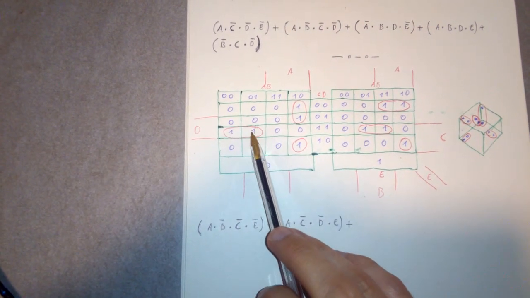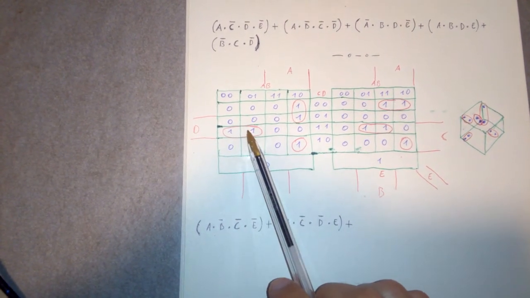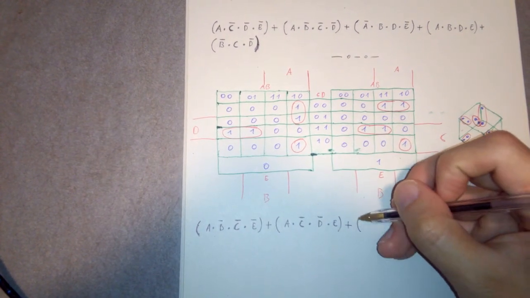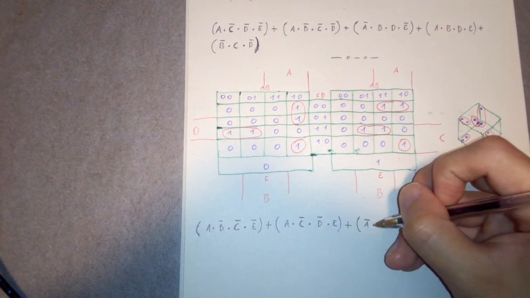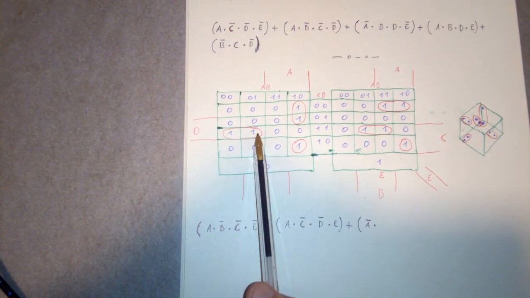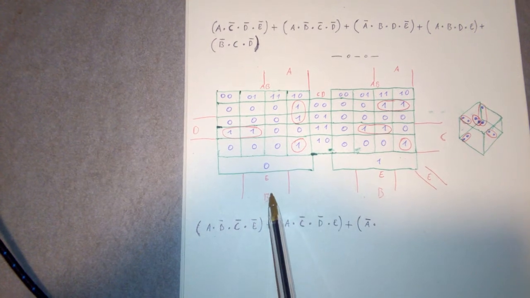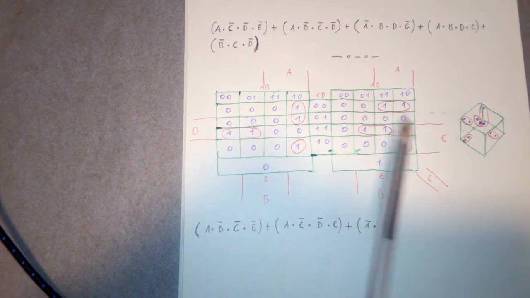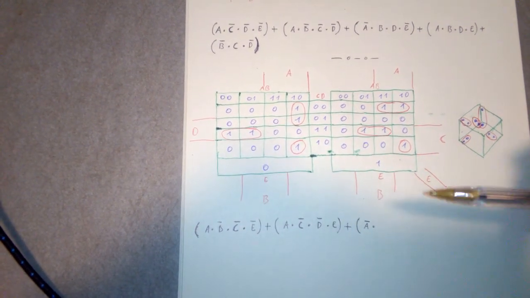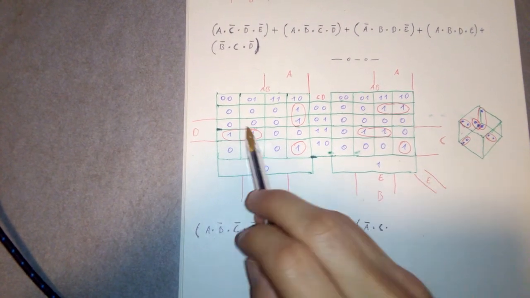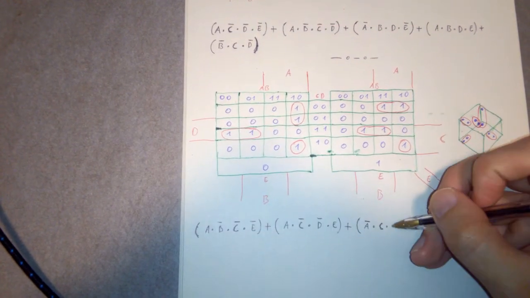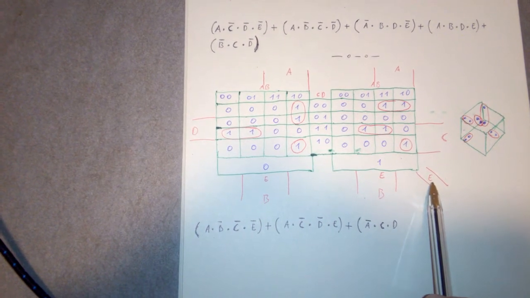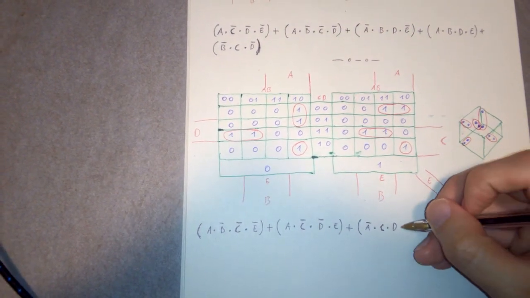Now we're going to move to this group here. This group here is completely outside of A, so we're going to have A naught times. It's half inside and half outside of B, so we're going to leave B alone. It's completely inside of C, so we're going to have C. And it's also completely inside of D, so we're going to have D. Lastly, it's completely outside of E, so we're going to have E naught.